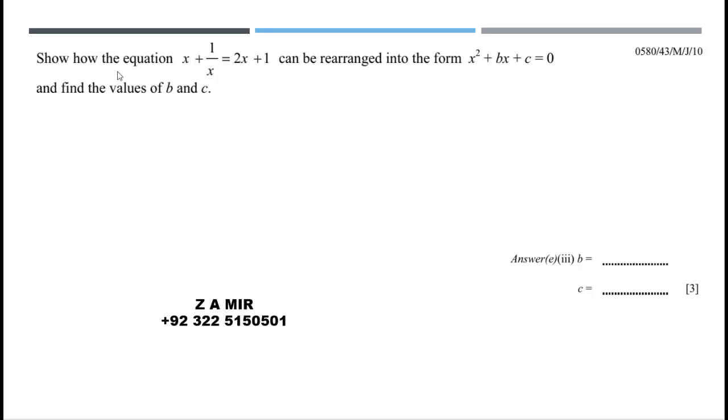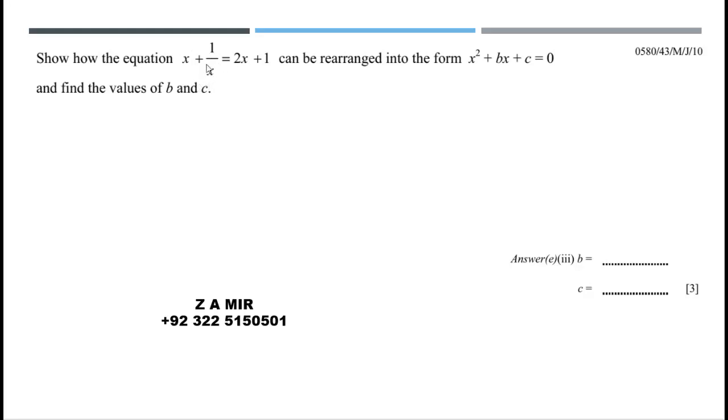Show how the equation x plus 1 over x is equal to 2x plus 1 can be rearranged into the form x square plus bx plus c equal to 0, and find the values of b and c. And student, you can observe in this equation we have fractions. So first we will try to remove this fraction.